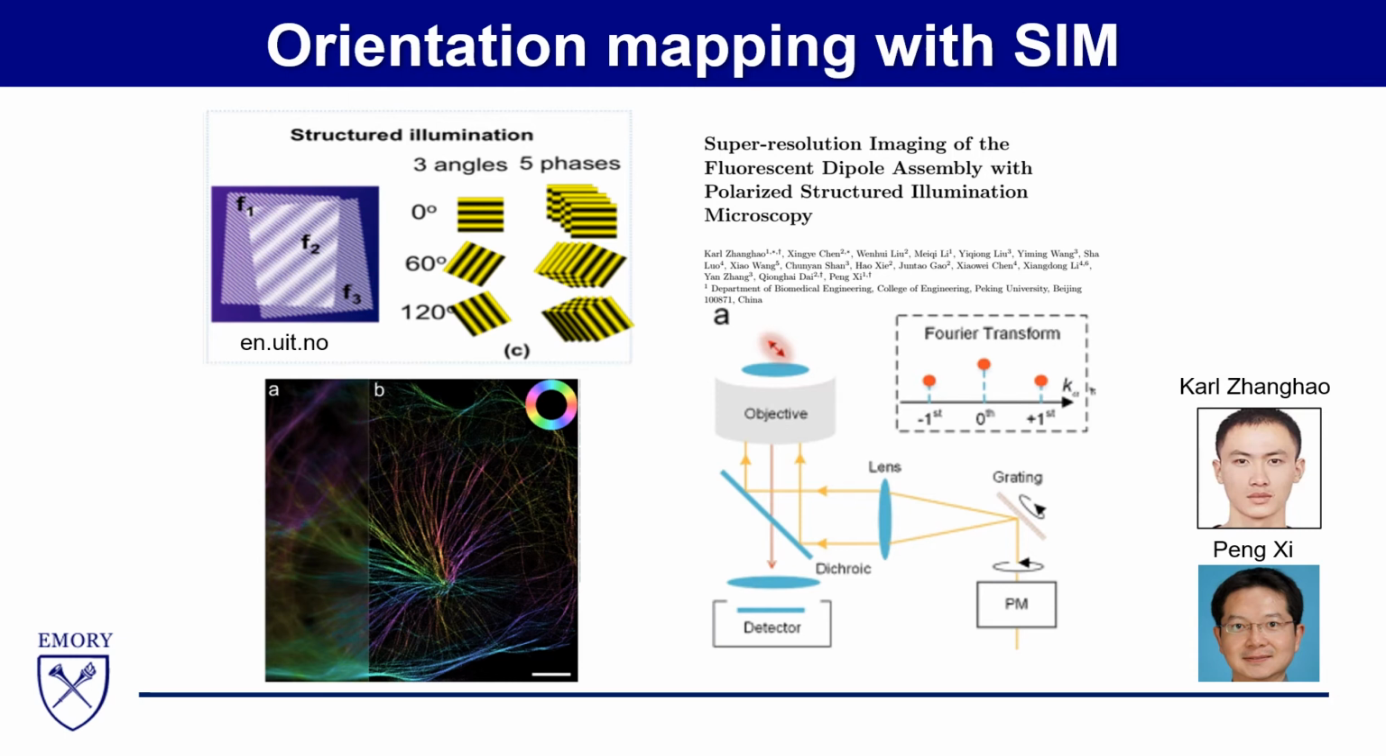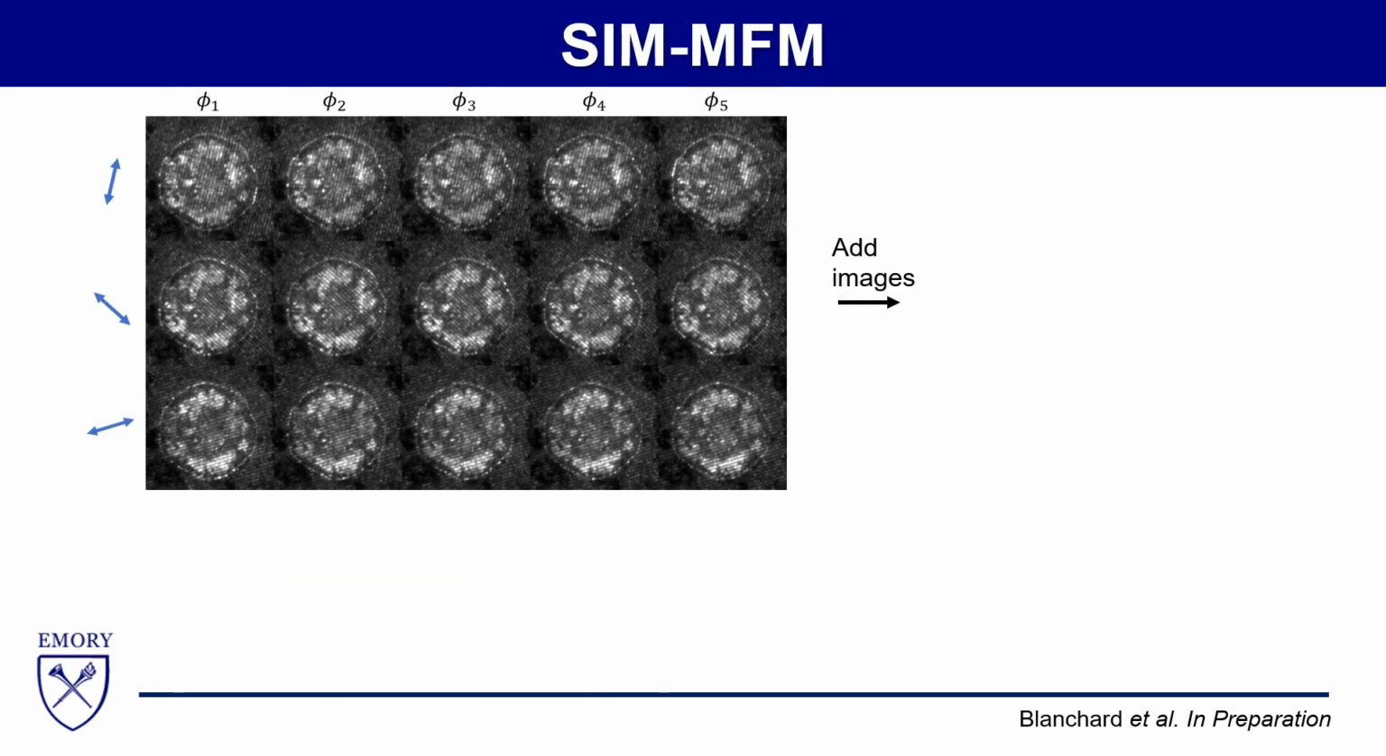And so when this paper came out, we were eager to try it out with our tension probes and see if we could use one of Emory's SIM microscopes to create super resolution maps. So we put platelets on our tension probe functionalized surfaces as before and imaged them using a conventional SIM microscope.